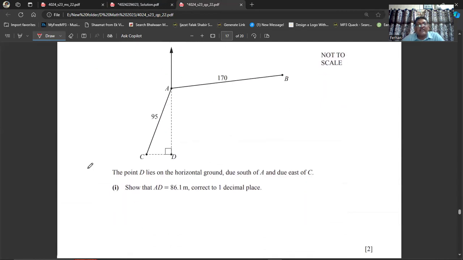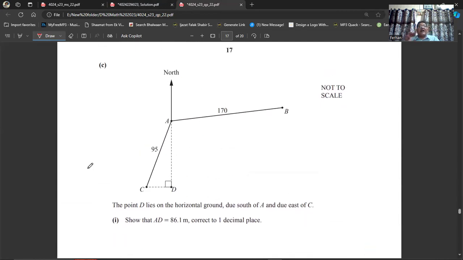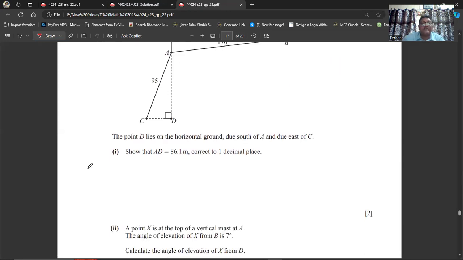So now question number 9, part C. It says the point D lies on the horizontal ground due south of A and due east of C. Show that AD is 86.1 meters, correct to one decimal place.